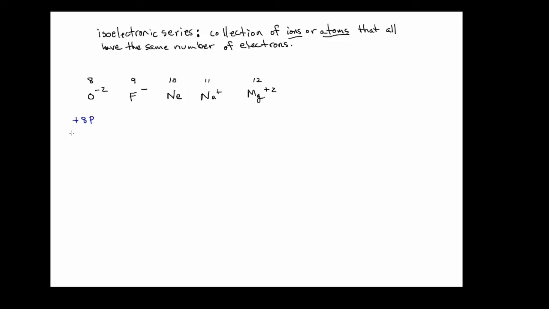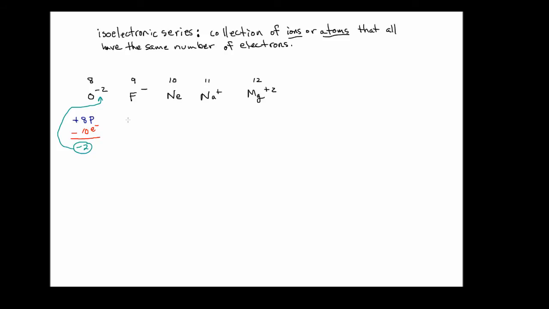So let me change the color on that. We're going to have -10 electrons. And when you do the algebra on this, you see that -10 plus 8 is equal to -2. And that is, of course, the charge on this ion. All right, and we can do the same little analysis for each of the rest of these.